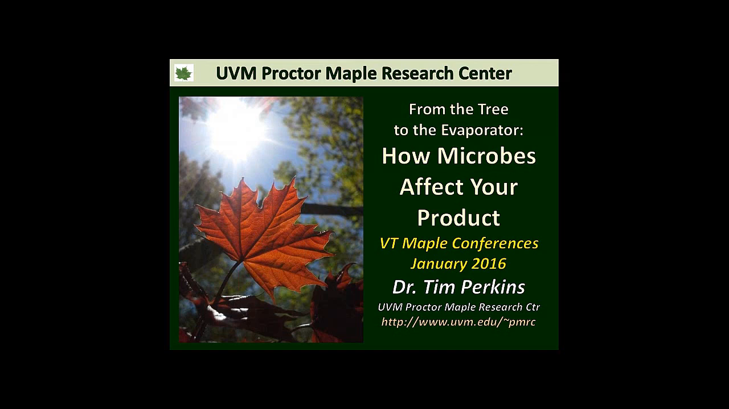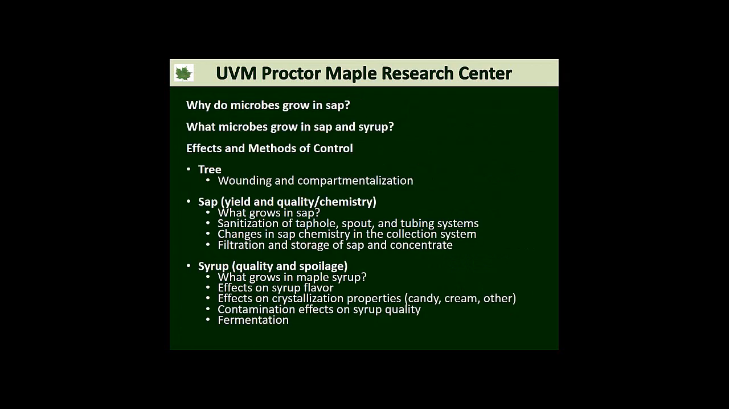I also want to point out from the very beginning that a lot of this is work that was done in other places. I'll point that out as we go along. So this isn't entirely research that's been done at the Proctor Center, but really pulls from a lot of different research in different institutions. So today we're going to talk about why do microbes grow in sap, what types of things will grow in sap and syrup, and then we want to talk especially about how it affects the particular issue that we're discussing and methods of controlling microbes to end up with less of an impact.